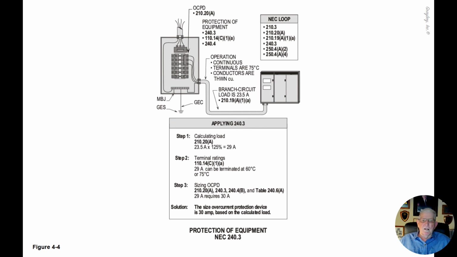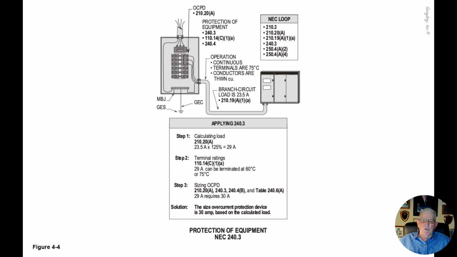So 210.20, 240.3, 240.4(B) as in boy, which allows you to round up the overcurrent device above a calculation up to 800 amp, and 240.6(A) lists the overcurrent devices that are outlined in the table. So 29 amps, the next size overcurrent device above 29 amps is 30 amps. So we've just applied 240.4(B) as in boy.